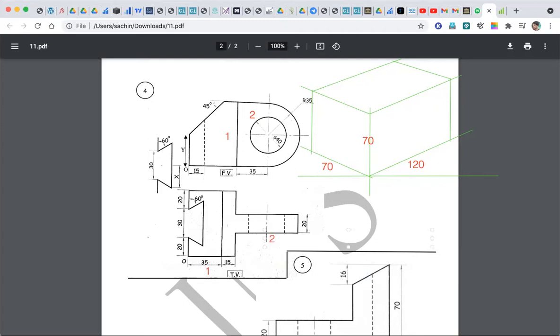Total, how many sums are in the sheet in total? 5, total 5. Okay, so thank you. Yeah. So this is the last one. Otherwise, we have done all the sums.